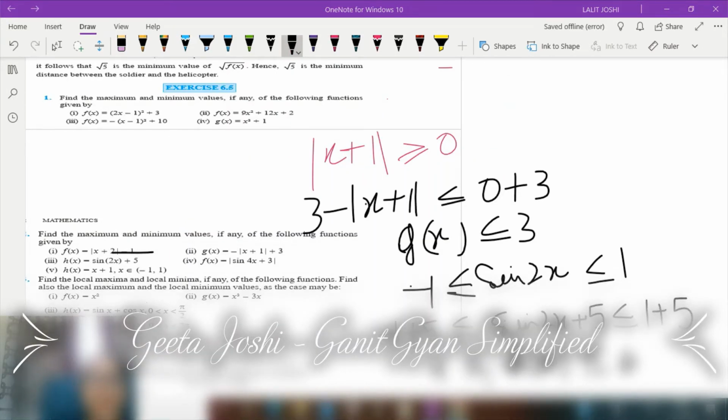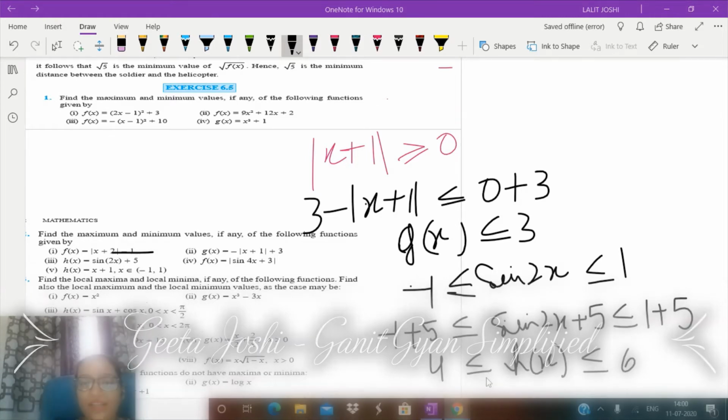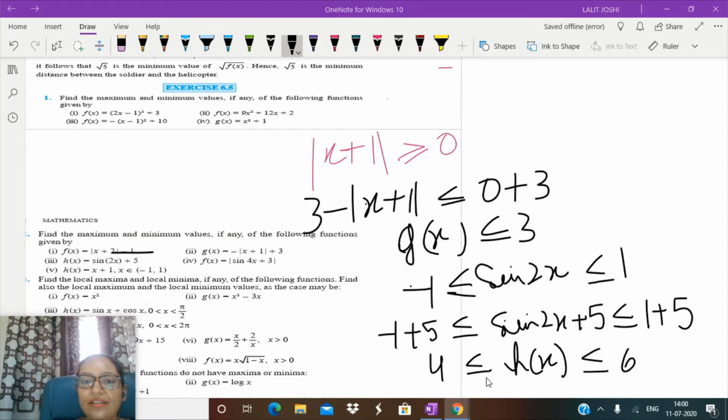So exactly on the same lines as the first part, we will do the second part where we say mod x plus 1 is greater than or equal to 0. If I put a minus sign, this particular inequality will get inverted. Then if I add 3 to both sides, I'll get g(x) is less than or equal to 3. So it means 3 is the maximum value and no minimum value exists.